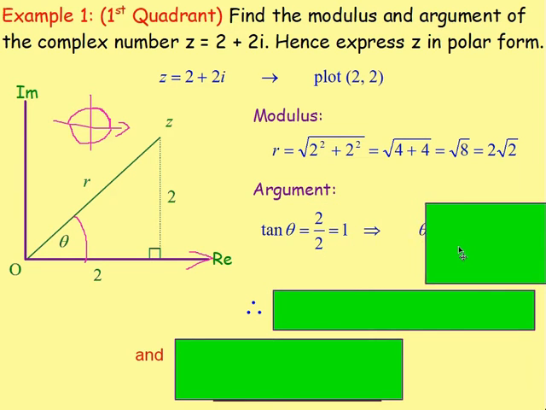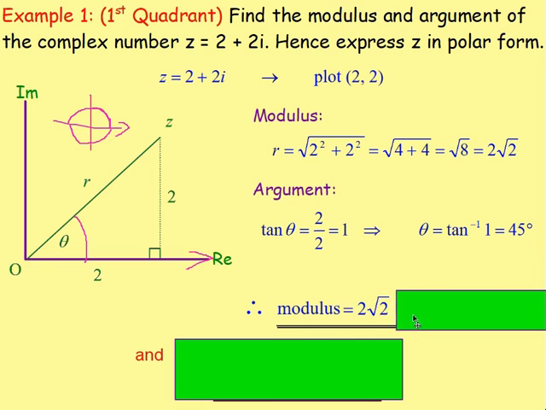How do we go about working out theta then? What would theta be equal to? Brilliant, well done. So you'd have tan to the minus 1 of 1, and if you use your exact value triangles or the table that you have memorized, you will get 45 degrees. Perfect. So we can say the modulus is 2 root 2 and the argument is 45 degrees.